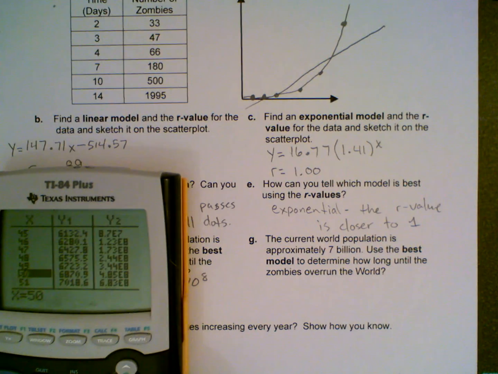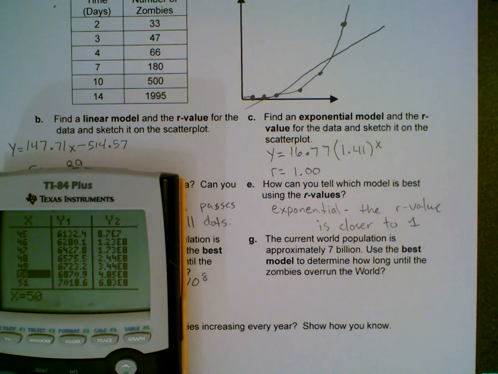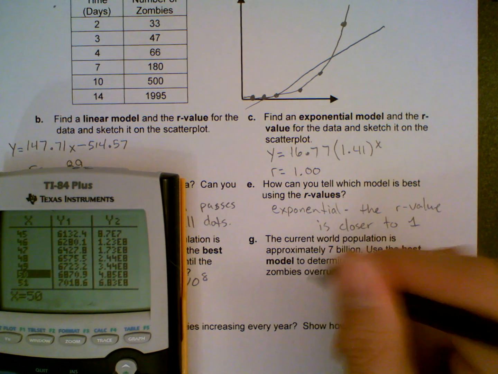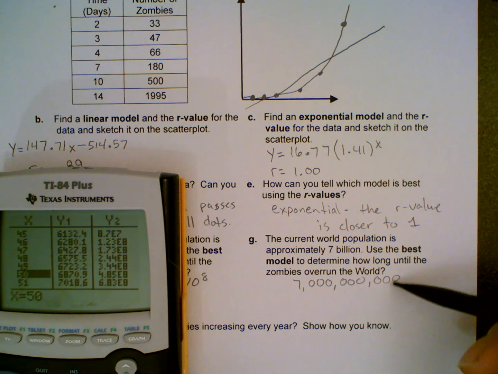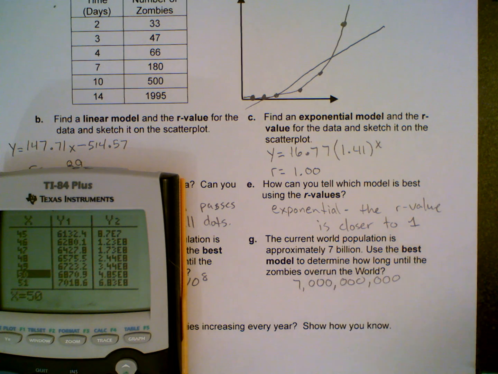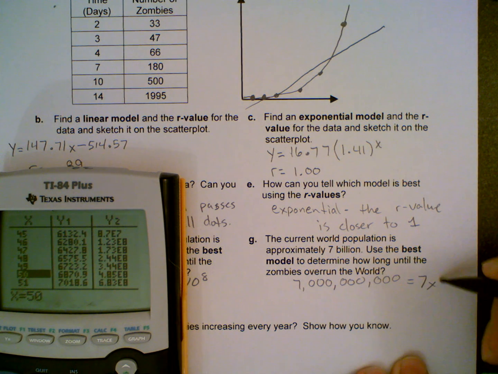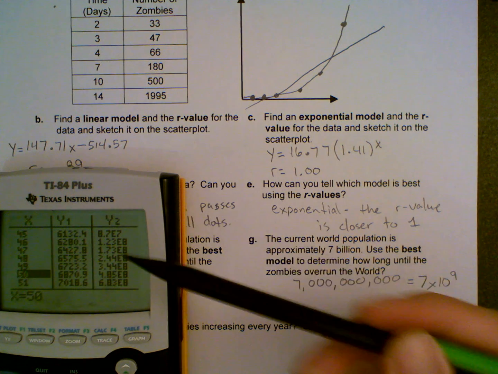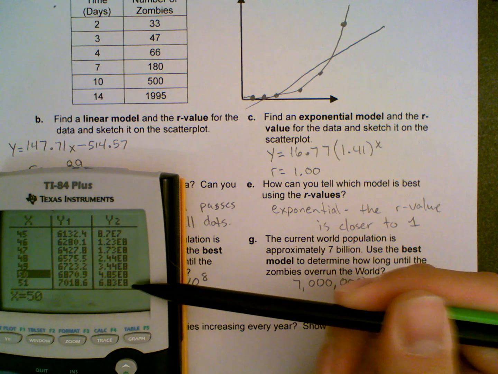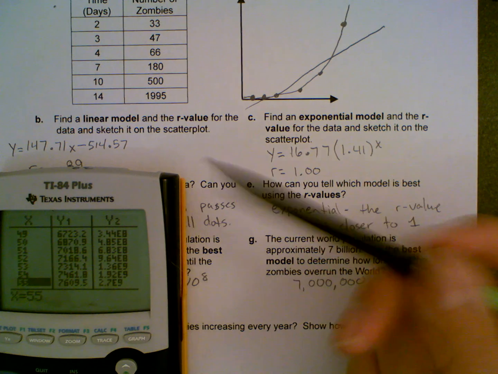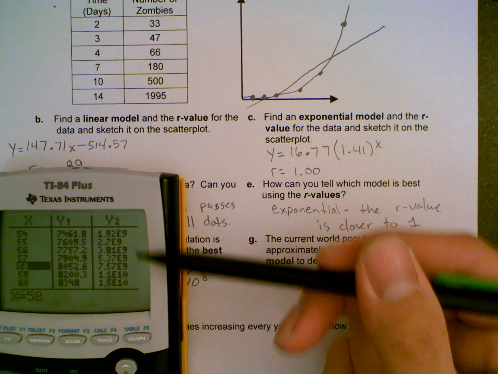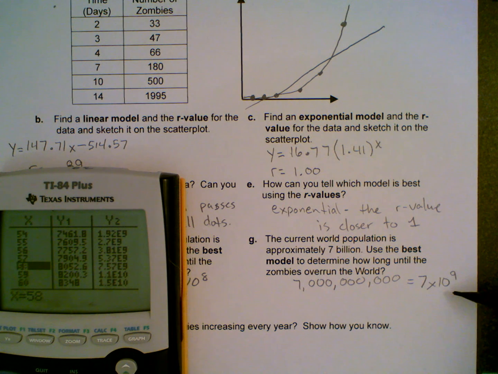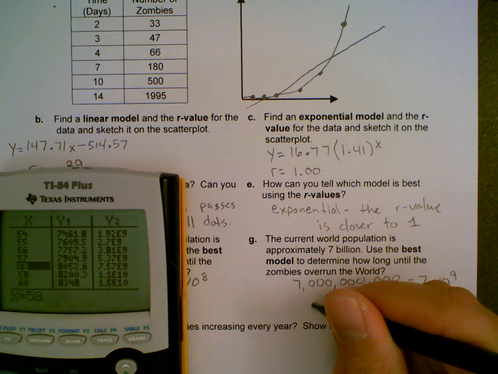Question G. The current world population is approximately 7 billion. Use the best model to determine how long until the zombies overrun the world. All right, so let's turn 7 billion into scientific notation. I'm going to move my decimal 1, 2, 3, 4, 5, 6, 7, 8, 9 times. I'll get 7 times 10 to the 9th. So once again, we have to find a number that's bigger than 7E9. So let's keep scrolling. We start with our E9s, but we need a number that's bigger than 7. Scrolling, I finally have 7.57 e to the ninth, which is bigger than 7 times 10 to the ninth. So that would be 58 days.